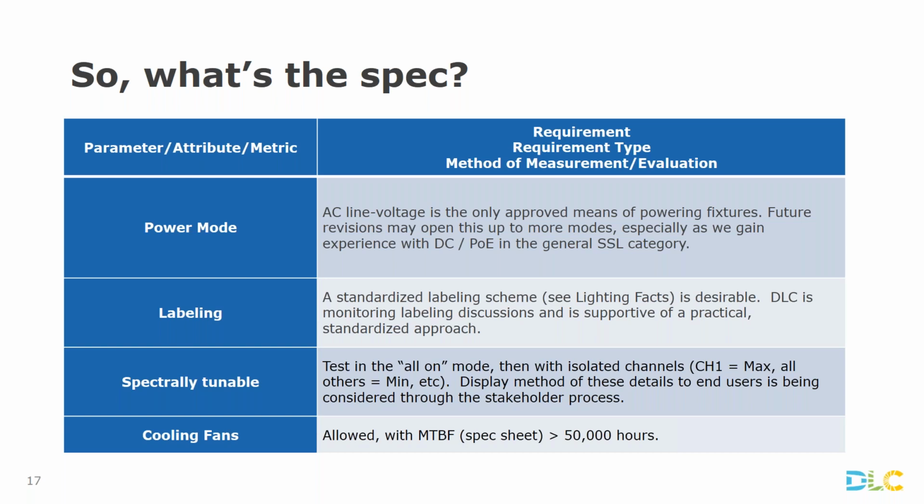And so what we have proposed in the specification is to show information about the fixture performance in the all-on mode at its maximum output. And then if there were, say, 3 different channels, say red, blue, and white, test with blue at the maximum and red and white at the minimum, display information on that performance level, and then repeat that for the other 2 channels. So this way you could show end users and people doing product selection what the range of achievable fluxes are out of that spectrally tunable product.